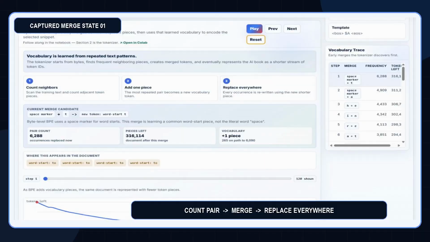The short version is that byte pair encoding starts with individual characters and repeatedly merges the most frequently occurring adjacent pairs into single new tokens. Repeat that enough times, and you end up with a vocabulary of reusable subword pieces that compress text efficiently.